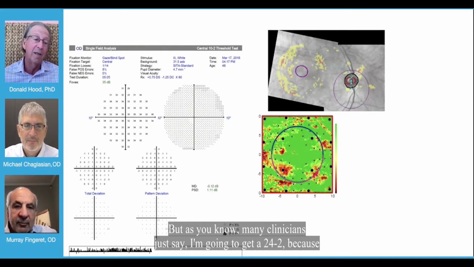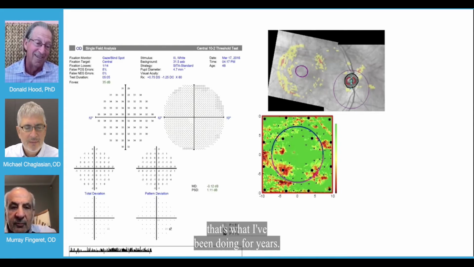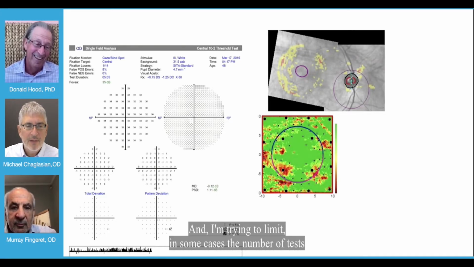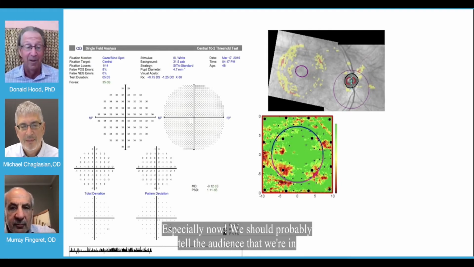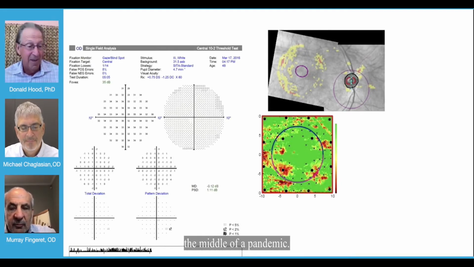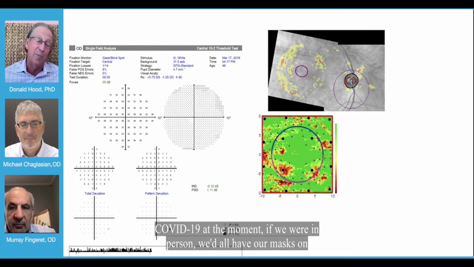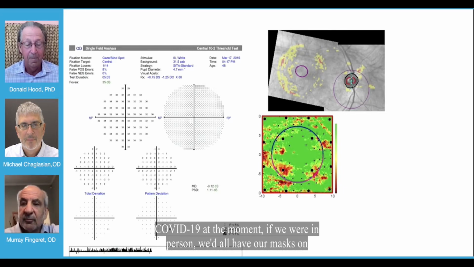But as you know, many clinicians just say, I'm going to get a 24-2 because that's what I've been doing for years. And I'm trying to limit, in some cases, the number of tests. Technically now, we should probably tell the audience that we're in the middle of the pandemic, COVID-19 at the moment. If we were in person, we'd all have our masks on. Yeah.